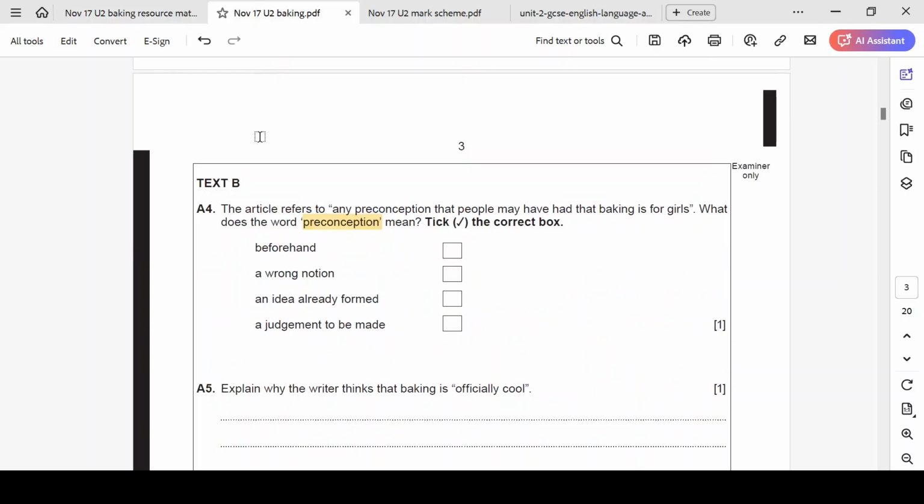So if we go back to the question, I already know what preconception means to me in real life, but this could be a slightly different meaning. In this case, it's not, but I have seen it where the word means something slightly different in the context of the resource material.